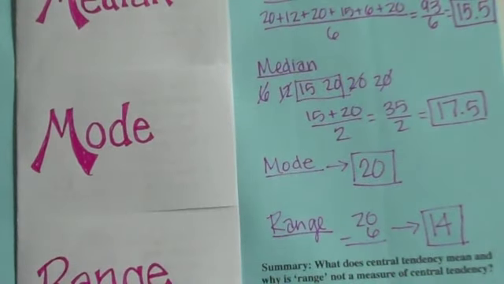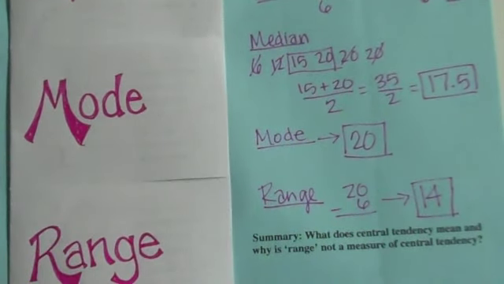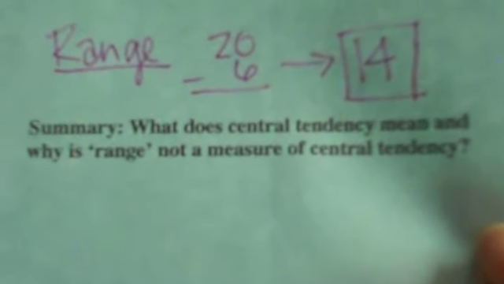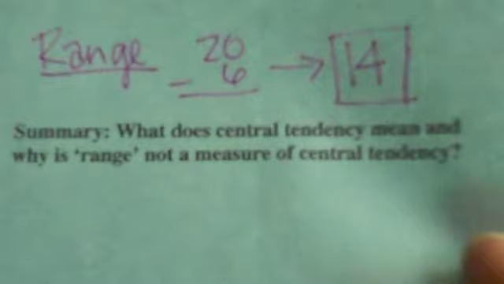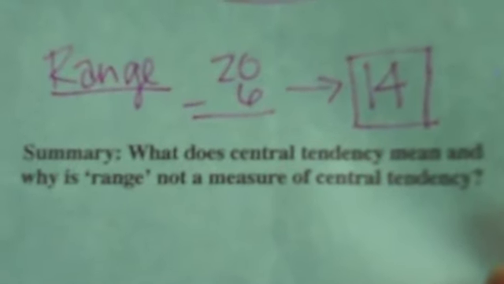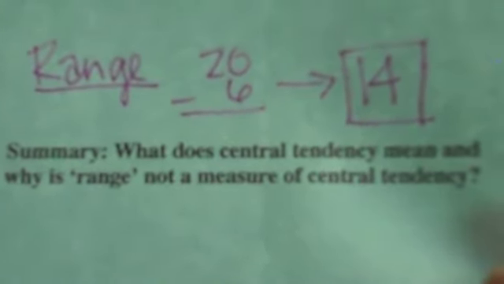Okay, so hopefully those examples went smooth for you. If not, feel free to go back, rewind, look back through, maybe take notes again or try the examples again. Once you've done that, guys, make sure that you complete your summary. Your summary asks, what does central tendency mean? And why is range not a measure of central tendency? So I want you to think about what central tendency means, break apart those words, central tendency, and then determine why is range not a measure of central tendency.